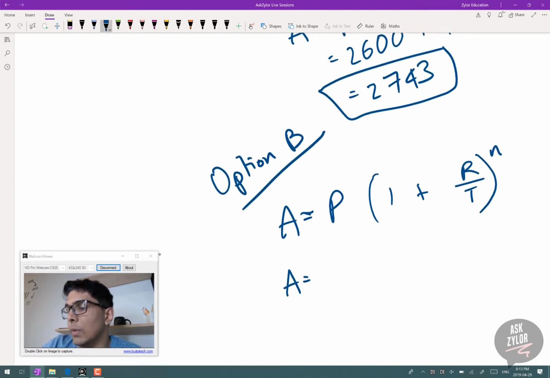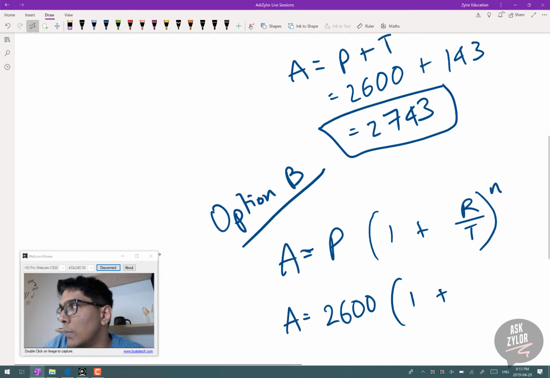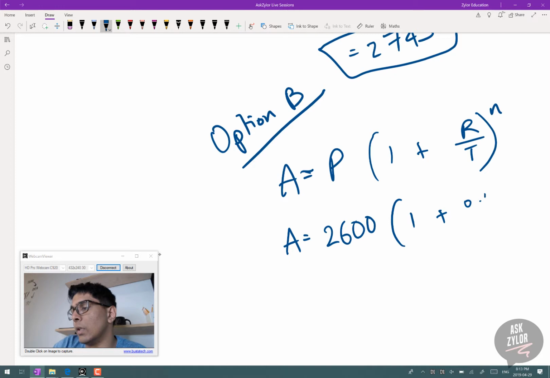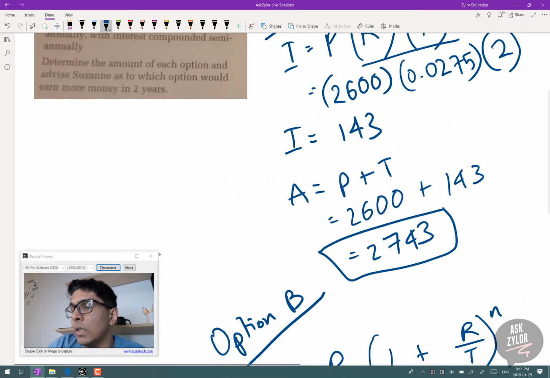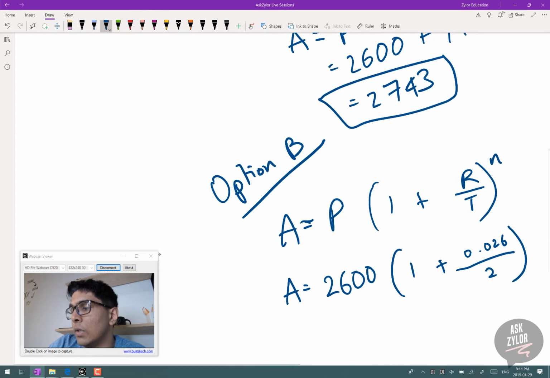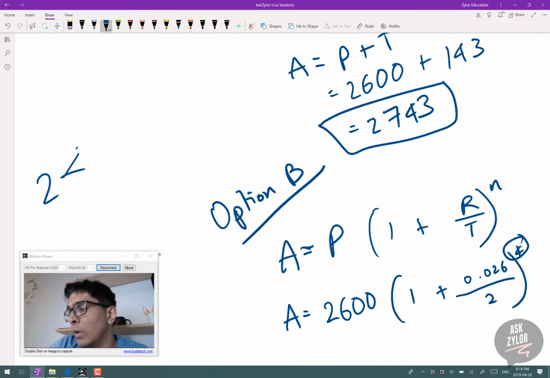So A is going to be the principal, so my principal is 2600, times 1 plus my rate, which is still 2.6%, so I'm going to write that as a decimal, 0.026. Divided by how many years is it going to take? It's going to take 2 years. But it's compounded semi-annually. That means my exponent should be 4 because how many terms is it? It's 2 years. If it's semi-annually, I'm multiplying by 2 to tell me that each one of the years has two compounding periods, right? So my total compounding periods would be 4.